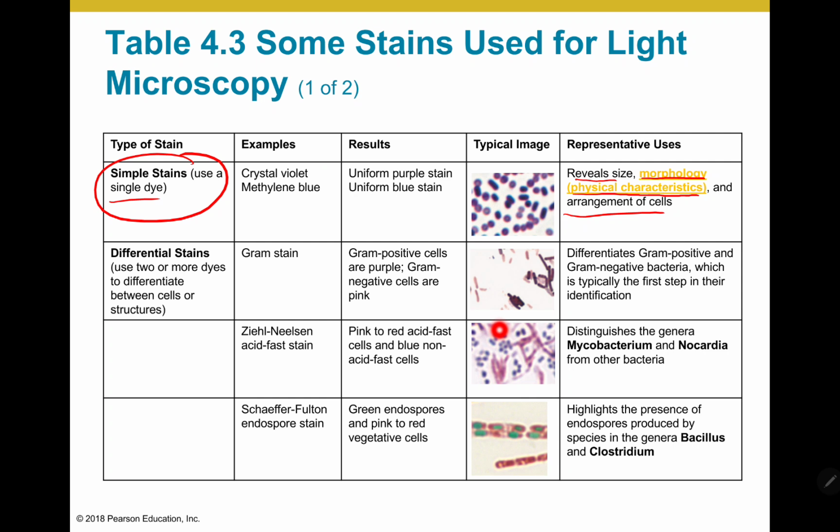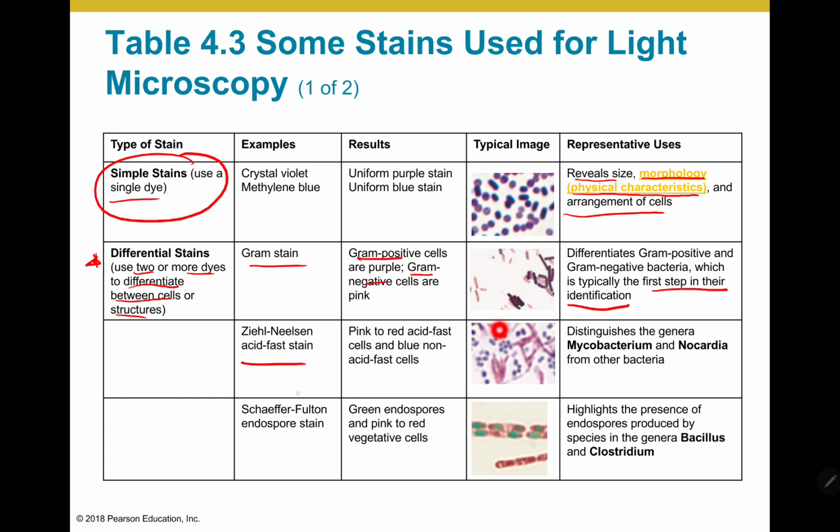We use differential stains. These differential stains use two or more dyes, essentially to differentiate between cells or their structures. So Gram staining can differentiate between gram-positive and gram-negative cells, which is typically, again, the first step in identifying a bacterium.